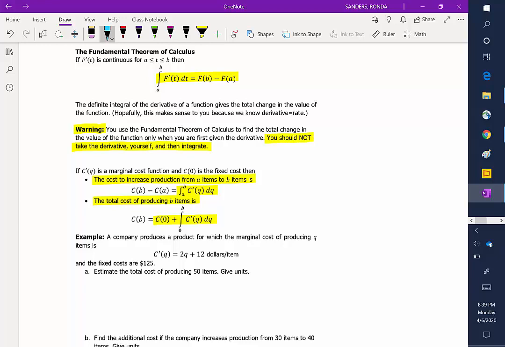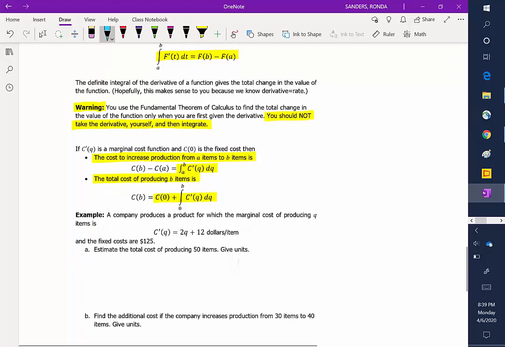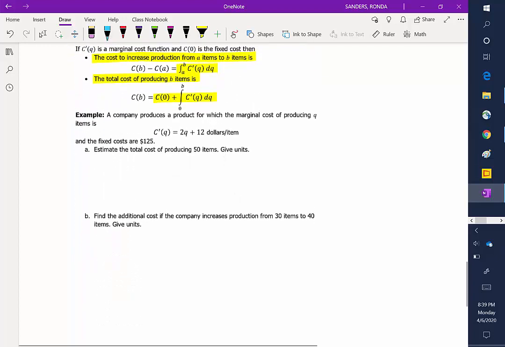For example, a company produces a product for which the marginal cost of producing q items is given by the following equation, and the fixed costs are $125. We want to estimate the total cost of producing 50 items and give units. So to evaluate the total cost, C of 50, we first take the fixed cost of $125 and add to that the amount to increase production from 0 items to 50 items. So we'll have the integral from 0 to 50 of our C prime of q, just 2q plus 12.